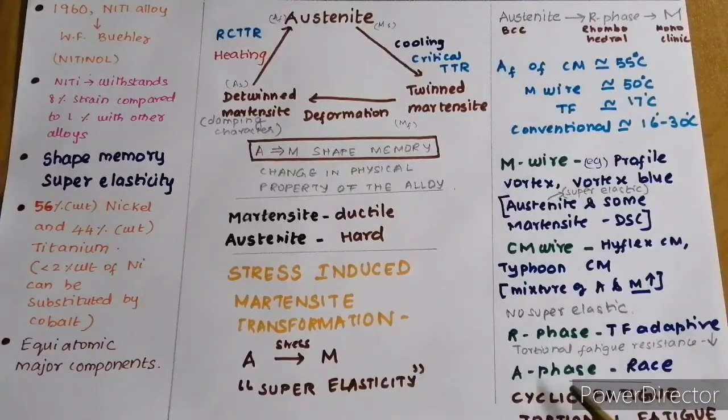Then austenite phase. In the conventional files, the files will be in austenite phase at the intracanal temperature.